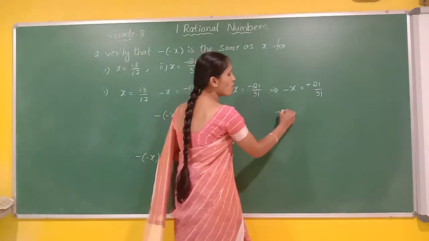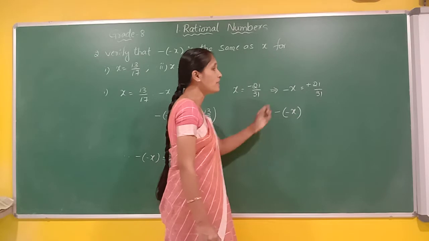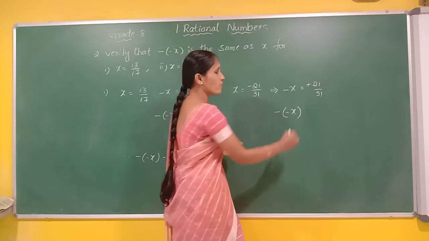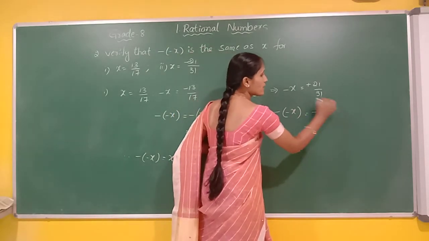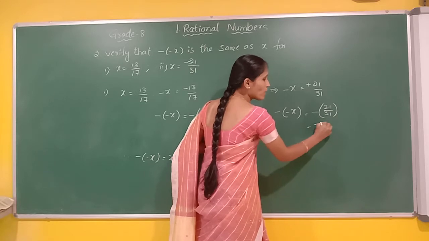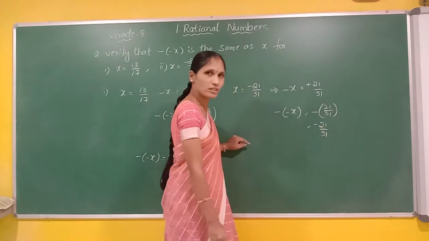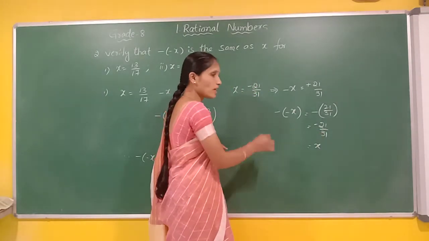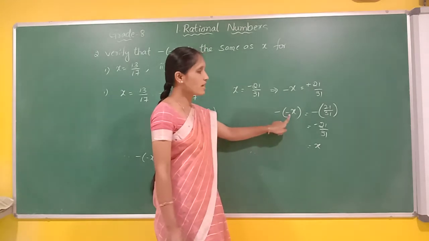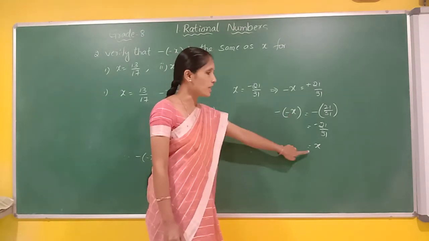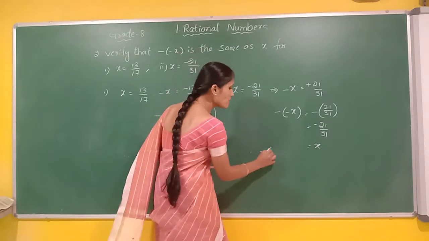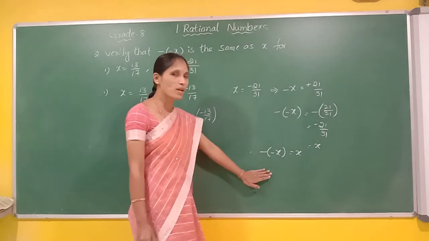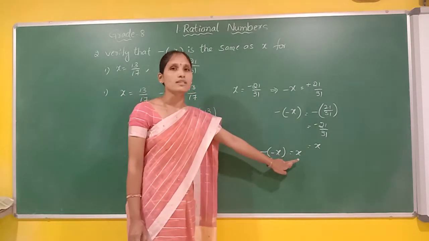Now tell me the value of minus of minus x. That is nothing but again the additive inverse of minus x. What is the additive inverse of minus x? Minus of that value, even minus of minus x value is 21 by 31, that is minus 21 by 31. That value is equal to x. Then your conclusion is: minus of minus x equal to x. We can verify here minus of minus x equal to x. Do you understand this problem? Minus of minus x equal to x.